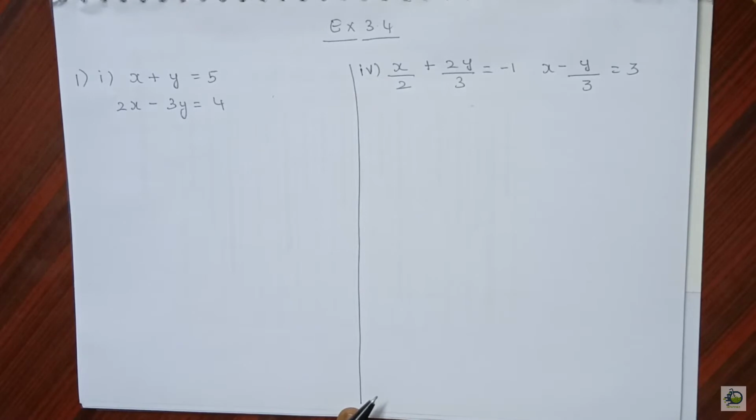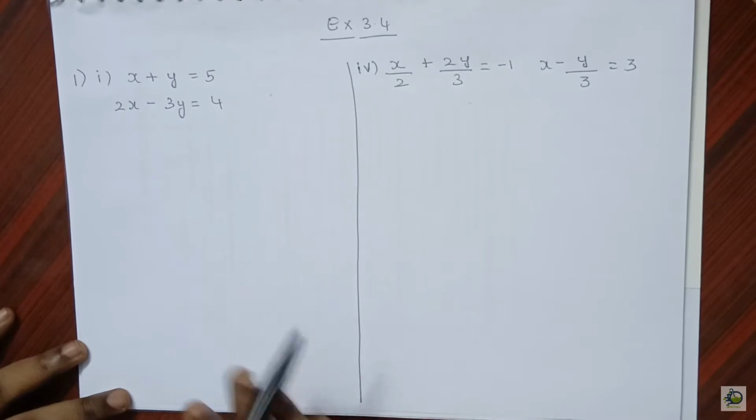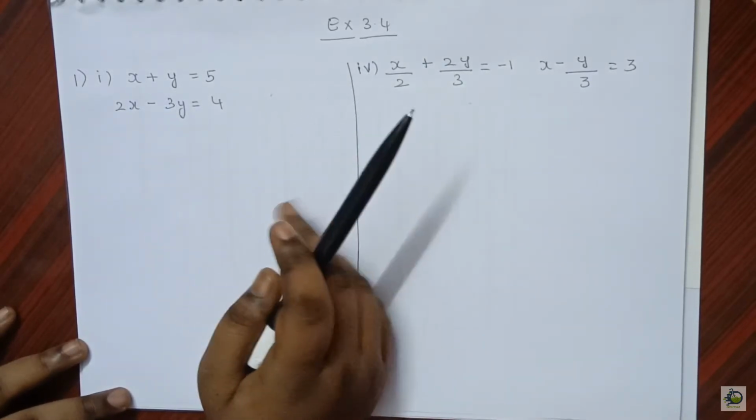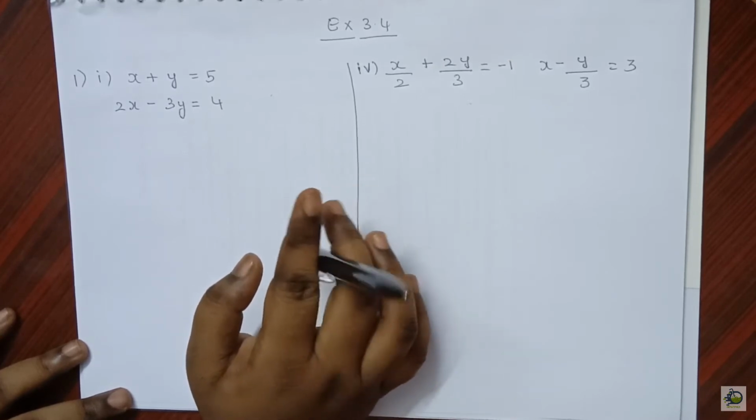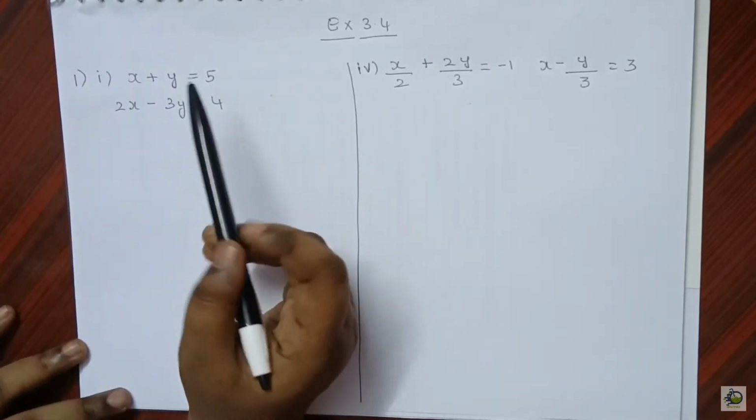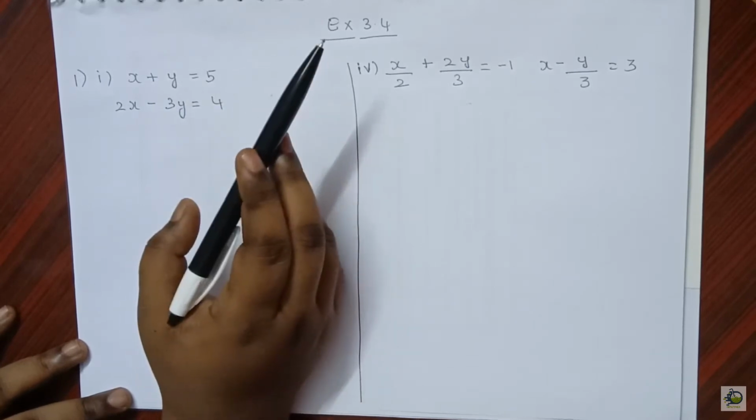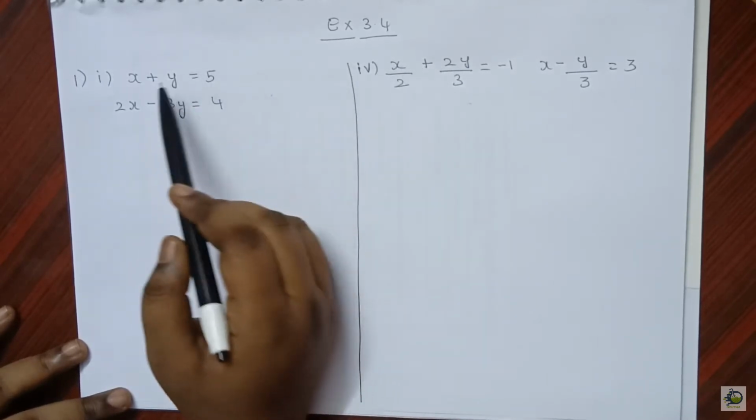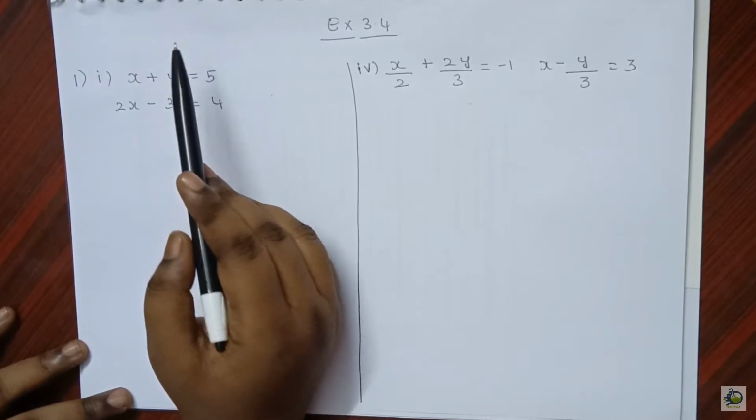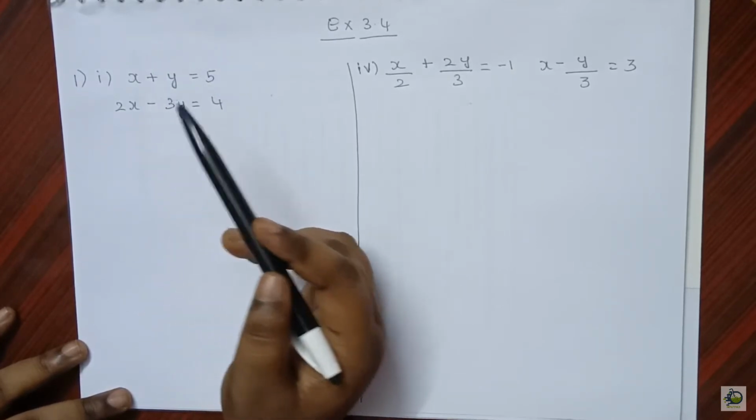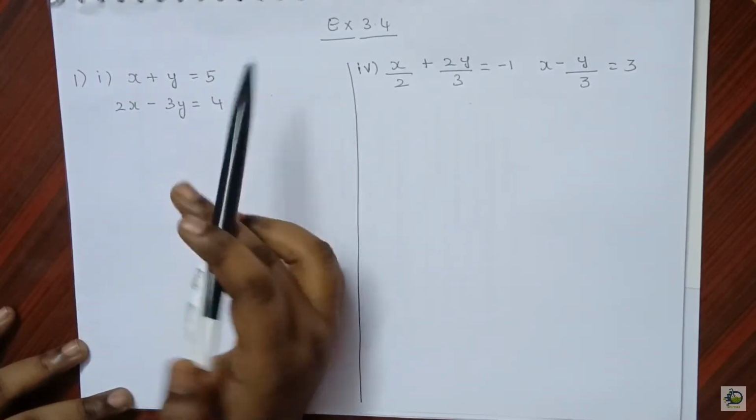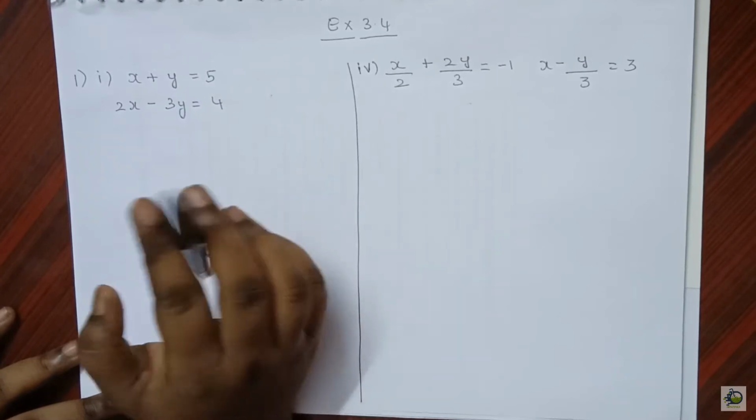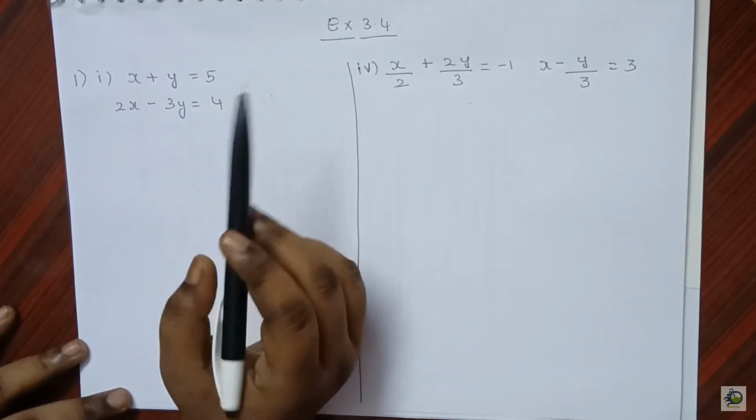Today we are going to do exercise 3.4 which is in the NCERT 10th standard book. Okay, let's start. Here in exercise 3.4 we are going to learn a method called the elimination method to solve the given equations. As the name says, in the elimination method we are going to eliminate one of the variables from both the equations and find the solution for the other variable, and then by using that value we can substitute in any one of the equations and find the other variable. So let's get started.